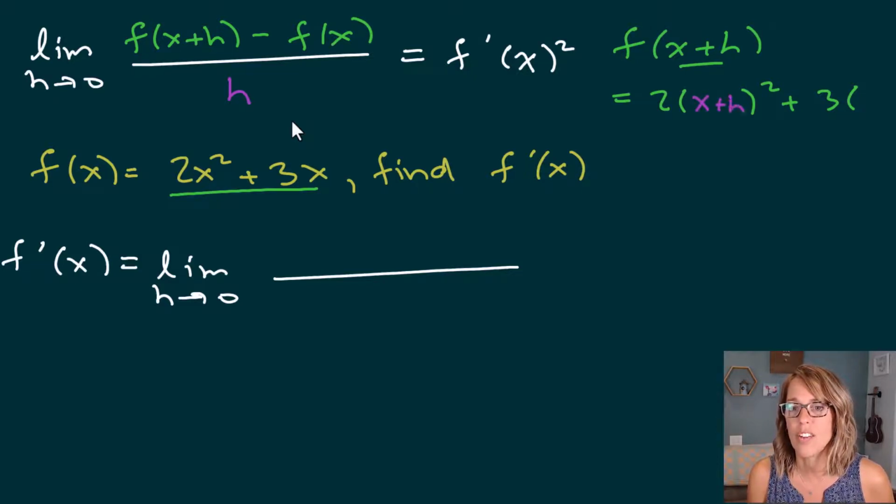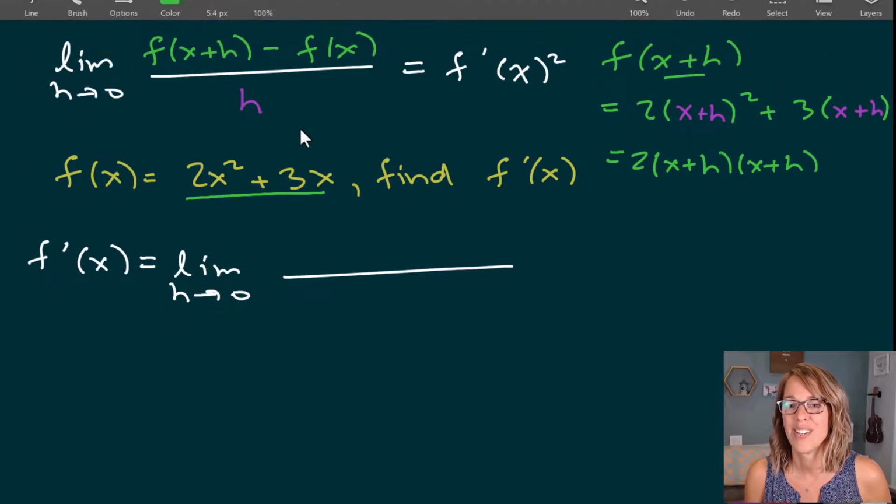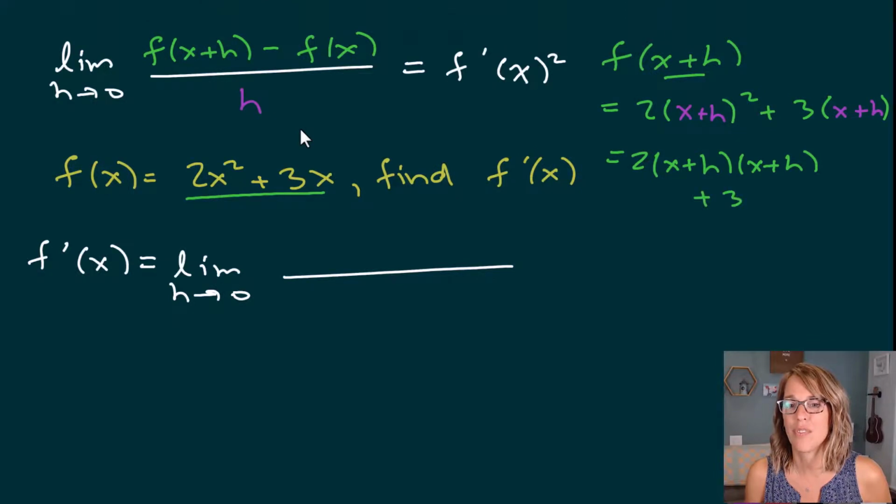So x plus h, x plus h. I can even simplify it here, which I think is a really nice way to go, but I'm applying that function. As I apply that function even further, I end up with 2 times x plus h times itself, plus I can distribute that 3 through: 3x plus 3h.